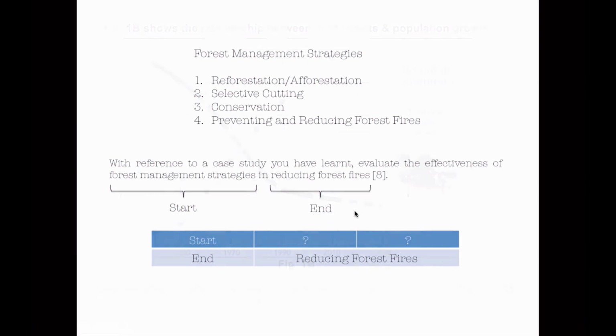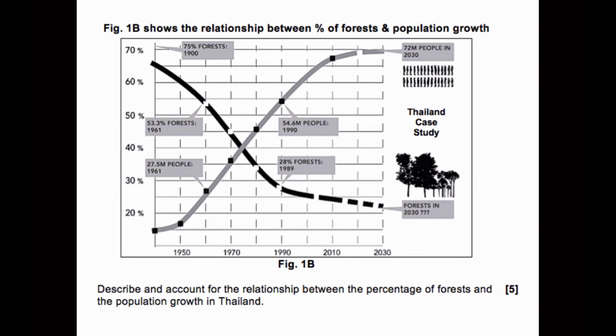Now, the students' mid-year exam actually has this particular question on natural vegetation. It is a question on describe and account for the relationship between the percentage of forest and the population growth in Thailand. Let's ignore the account for first. Describe the relationship between the percentage of forest and the population growth in Thailand. As the population grows in Thailand, you will realize that the percentage of forest is dropping. That is the description of the relationship. I say again, as the population grows in Thailand, the percentage of forest decreases in Thailand.